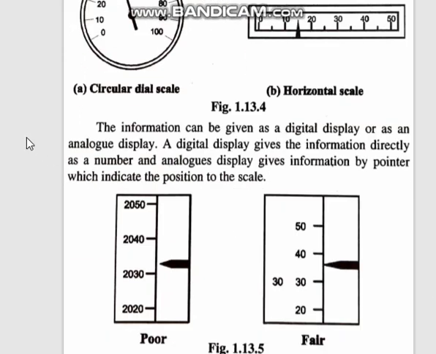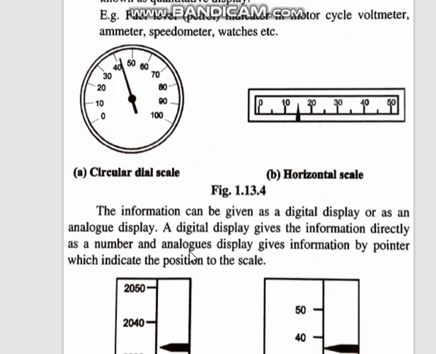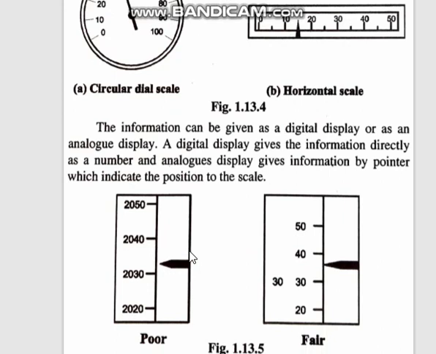And here the information can be given on a digital display or an analog display. Digital display means digits are coming. Analog means, like this speedometer, this is an analog display. Digital display means sometimes time and other things will be showing in digits. Digital display gives the information directly as numbers. Analog display gives information by a pointer, which indicates the position on the scale.